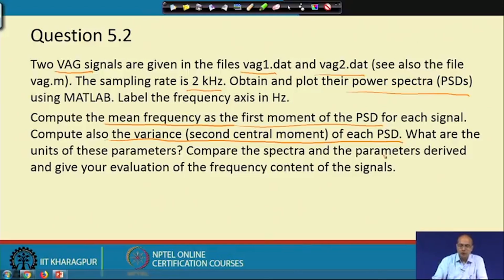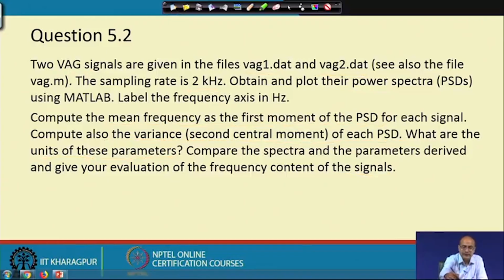Now, we are also asked what would be the unit of these parameters, the mean and the variance, okay? And we have to compare the spectra and the parameters derived, and based on that we need to evaluate or compare the two signals, okay? So, that is the task given to us.